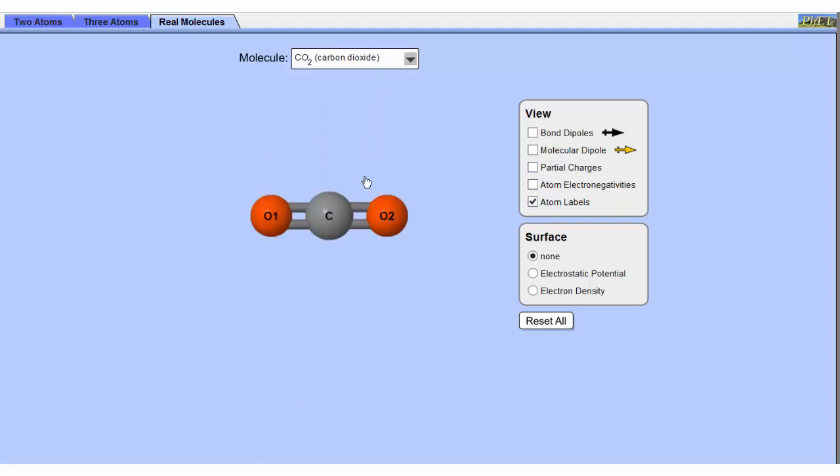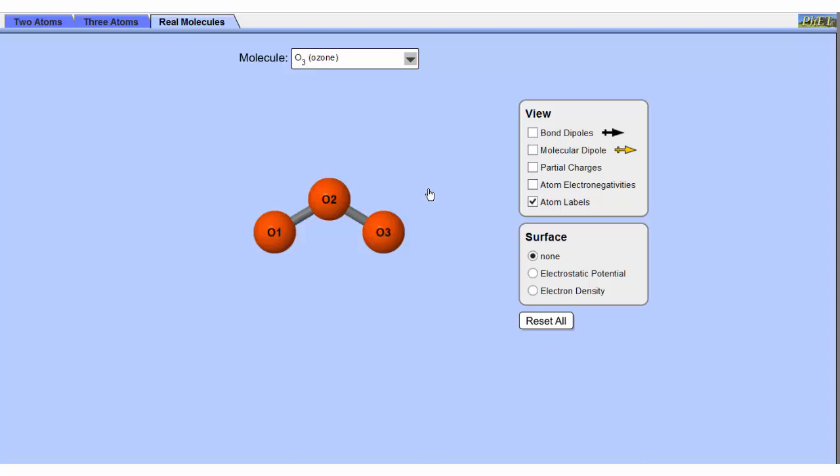How about carbon dioxide? Would this be a polar molecule? Let's check. Nope. Why isn't it? This dipole is canceled by that dipole. We have a dipole moment going towards this oxygen, and a dipole moment going towards that oxygen, but they cancel out. There is no net molecular dipole moment.